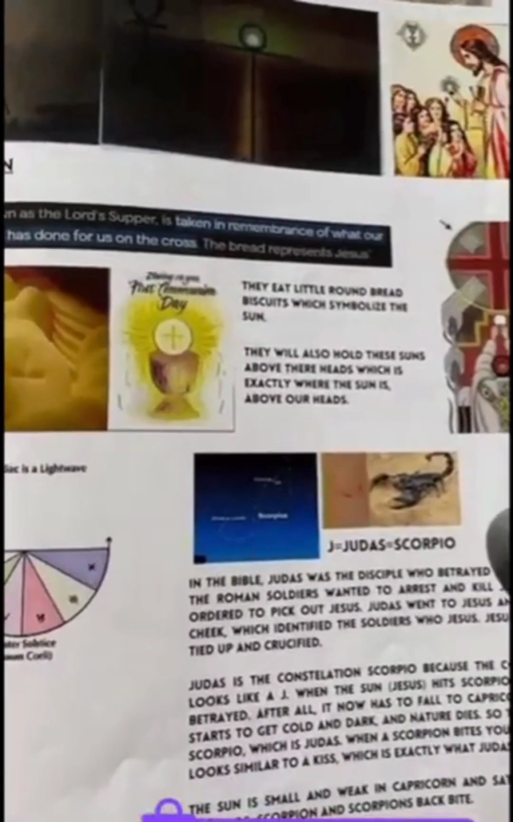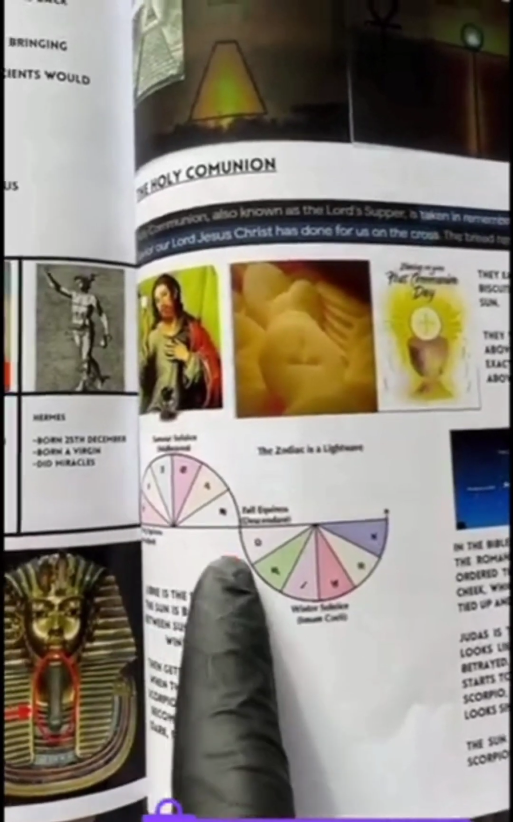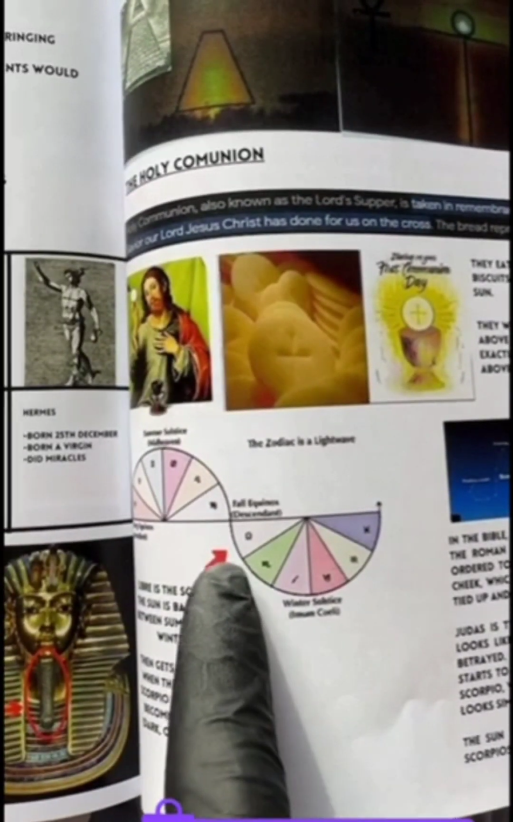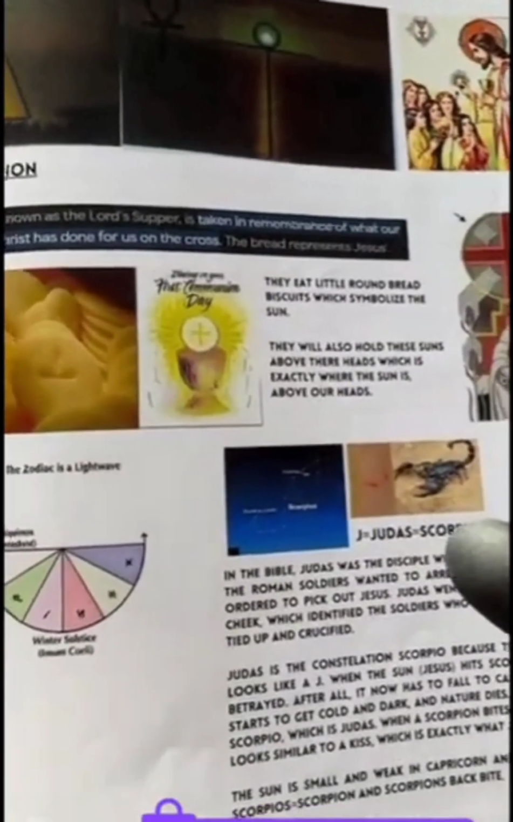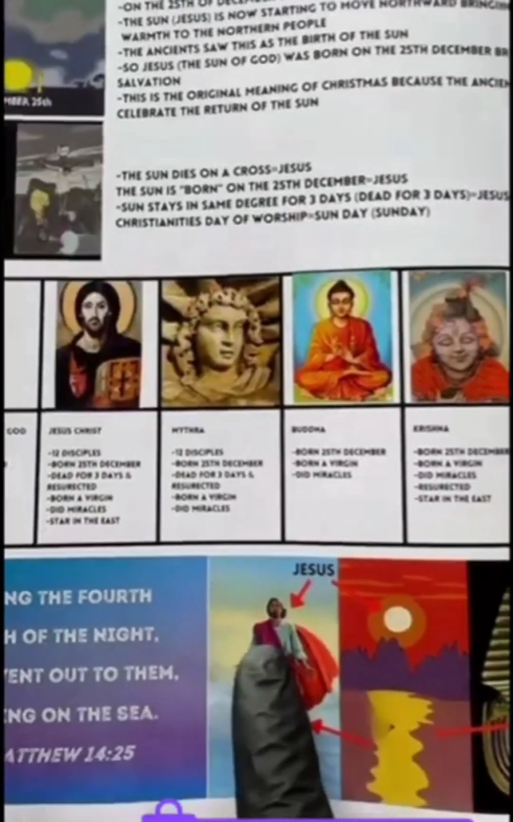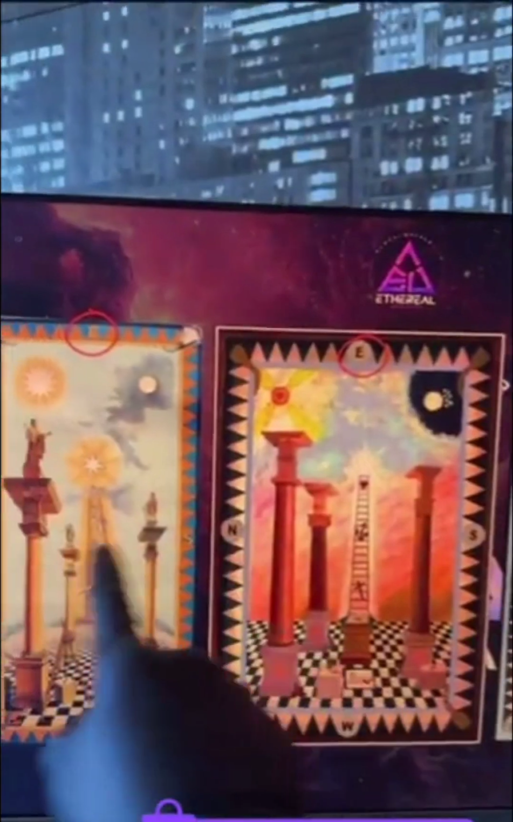Judas stabs Jesus in the back and betrays him. The constellation Scorpio is a J for Judas. And when the sun hits Scorpio, this means the sun is now entering the winter, meaning it's going to die and become dead. So it's betrayed by the Scorpio, the constellation J. Here's Jesus walking on water. It's the sun.